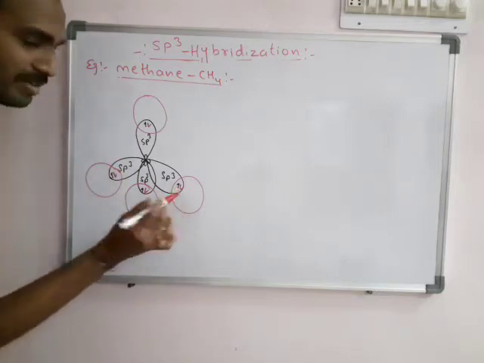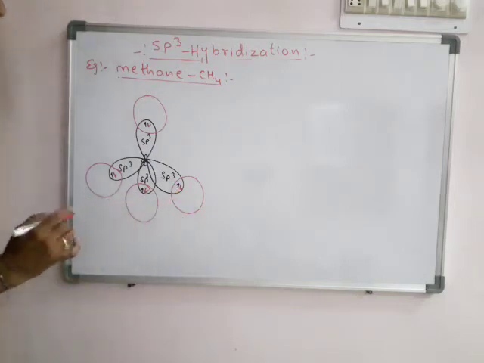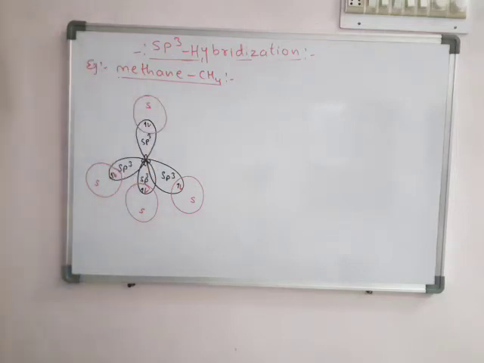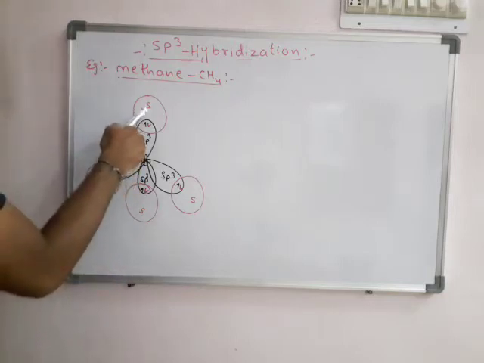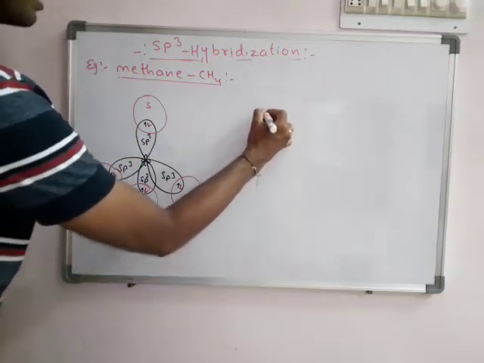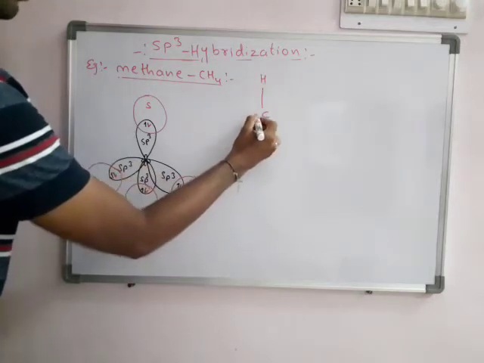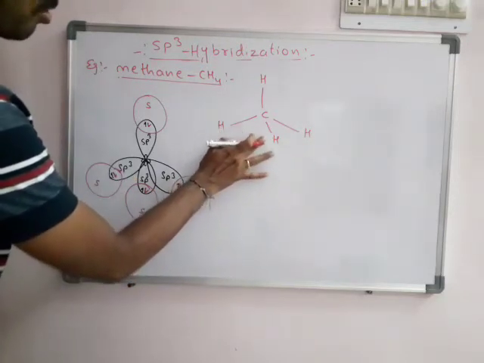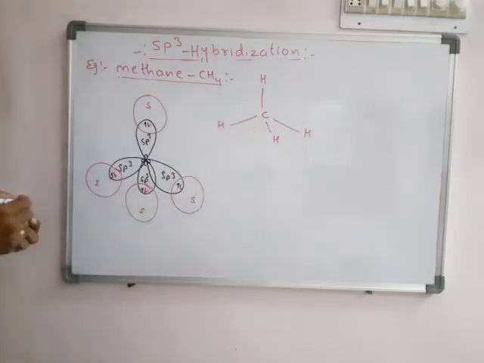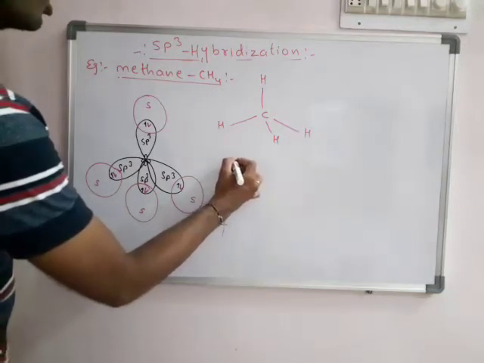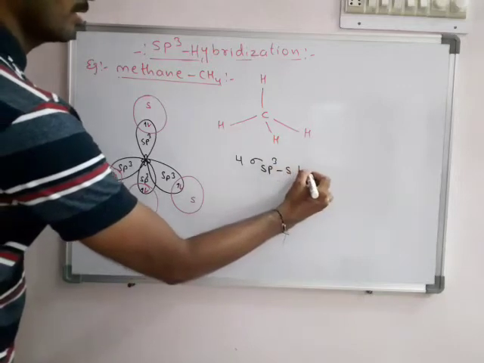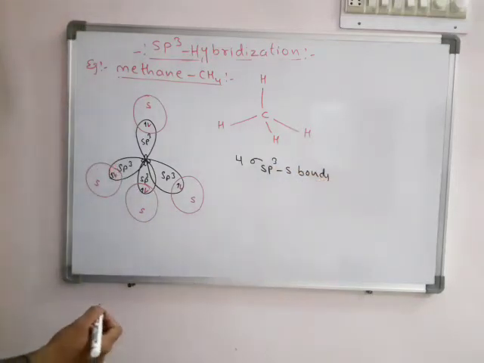Just take them carefully because they are looking very small in size. So these are all s orbitals of hydrogen. Now what is the overlapping? Overlapping of sp3 of carbon with s orbital of hydrogen. So it can be written as carbon having one hydrogen bond, other hydrogen. This is a somewhat cross with a small line indicating that backside it is present. So what are the bonds? There are 4 sigma bonds, it consists of 4 sigma sp3-s bonds.